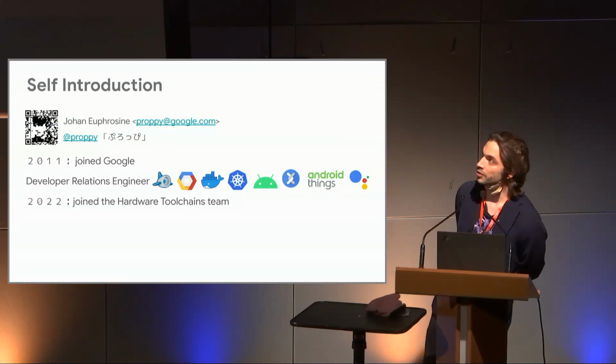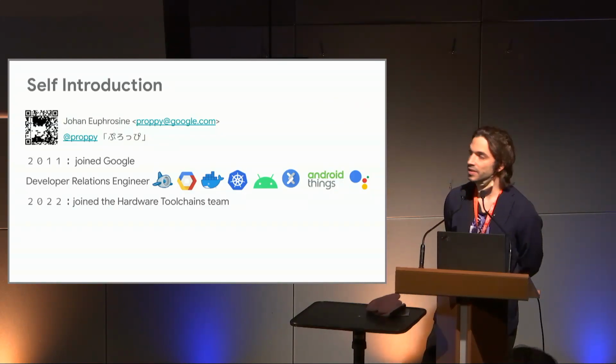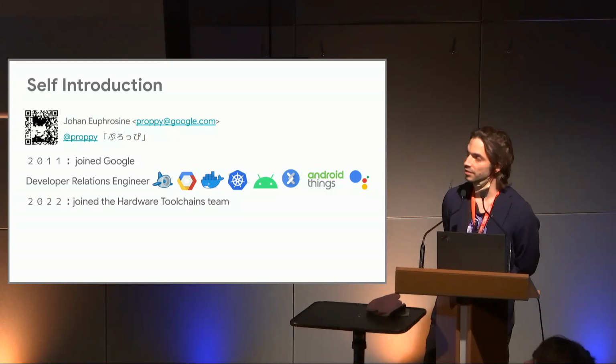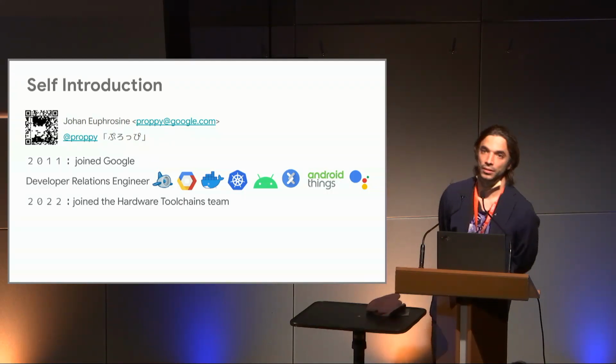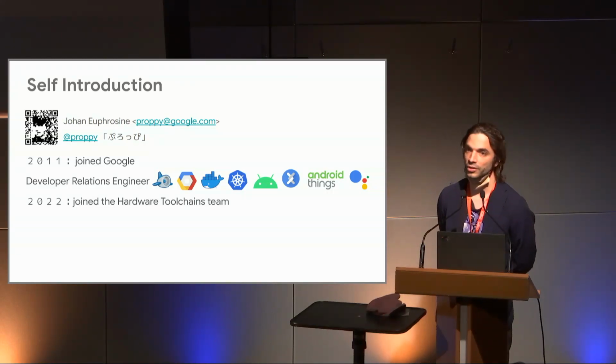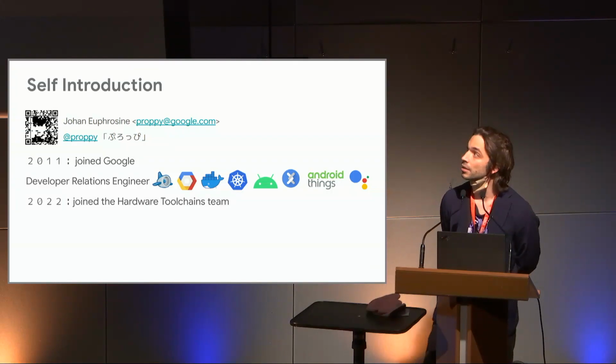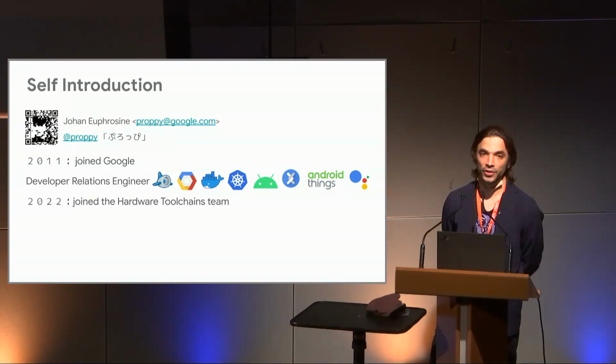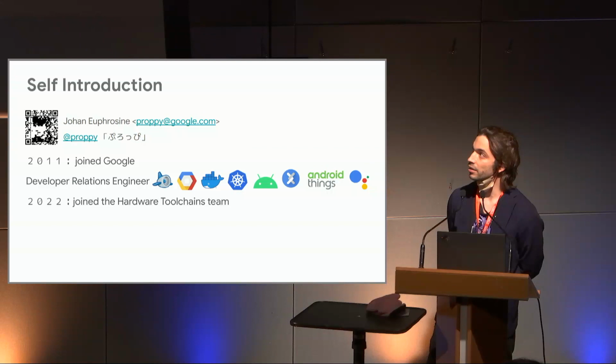So first, a few words about myself. My name is Johan Euphrosine. I go online by Propi. I joined Google a little bit more than 10 years ago. And I'm a developer relation engineer, meaning that I'm focused on making Google technology accessible to all developers. I've worked on a variety of products, ranging from cloud to mobile to embedded.